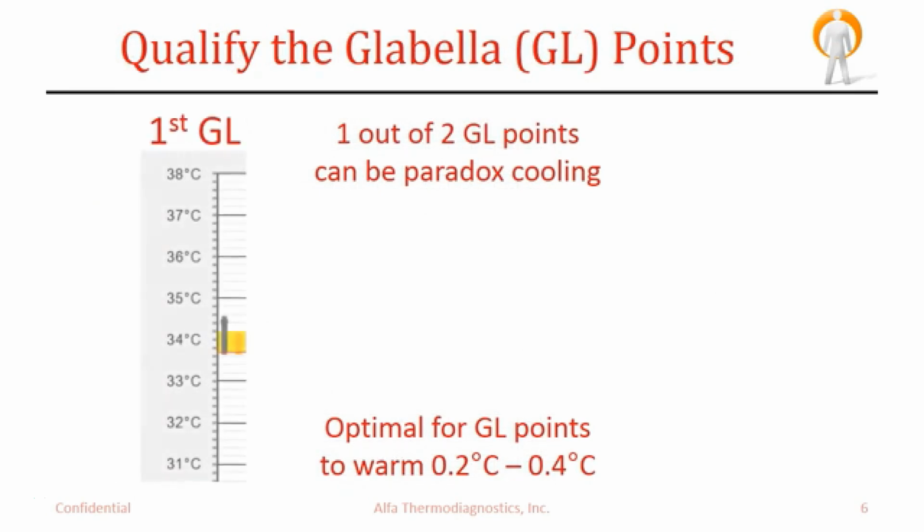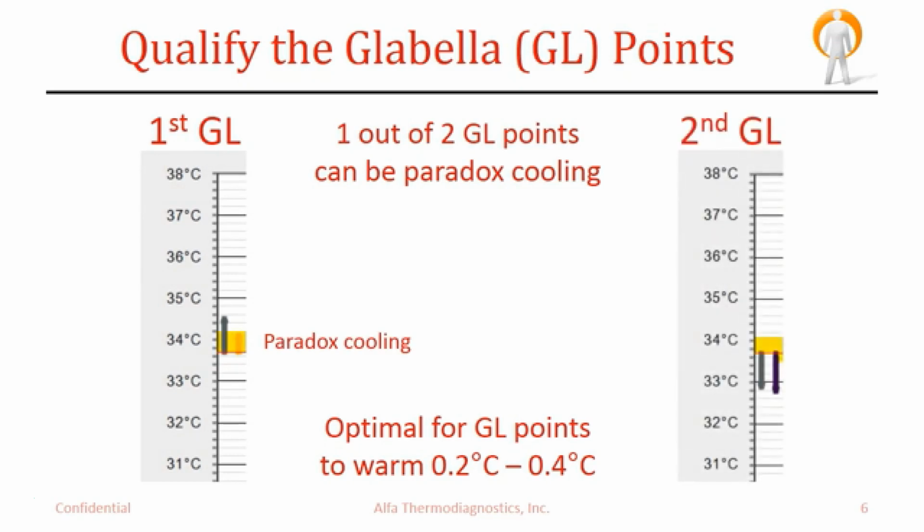There's 2 of them. This first one is a little bit paradox, but only about 0.4, so that's okay. And then this one is more normal. The ideal would be that the second measurement rises a little bit, 0.2 or 0.4, but this is about the same as the first. Well, the first reading is a little bit lower, but it still qualifies the thermogram to be a good thermogram.